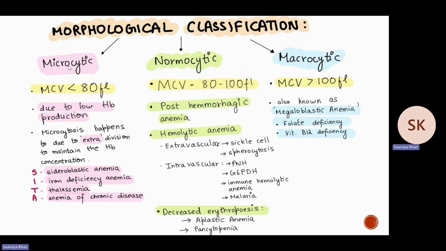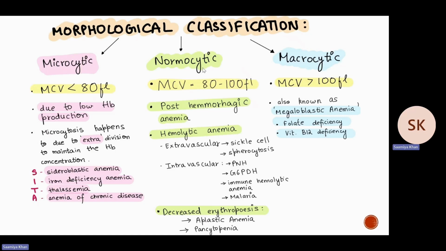Let's start with microcytic. Microcytic anemia usually happens because we have low hemoglobin production. If we have low hemoglobin production, that means in that RBC there's going to be low hemoglobin. That RBC will divide so that it can make it kind of equal. So it will divide once more so that it can compensate and make the hemoglobin equal, and that's why we will have smaller RBCs, because it does an extra division. A mnemonic to remember microcytic anemia is SITA: S for sideroblastic anemia, I for iron deficiency anemia, T for thalassemia, and A for anemia of chronic disease.